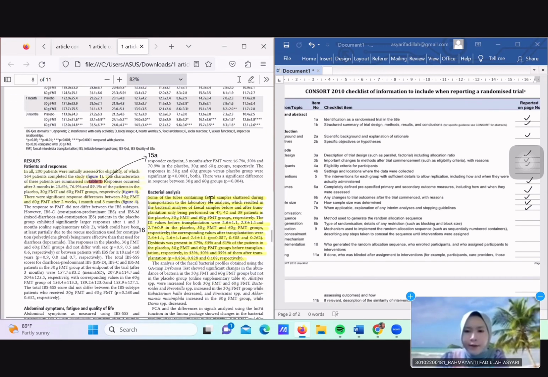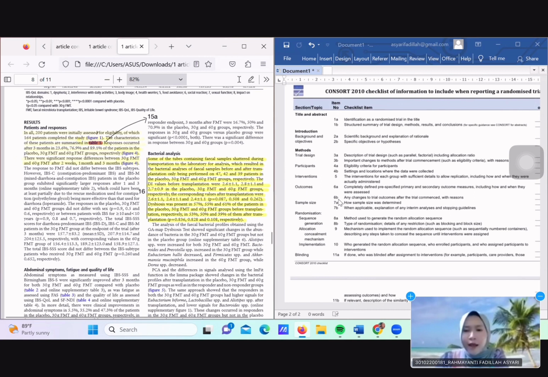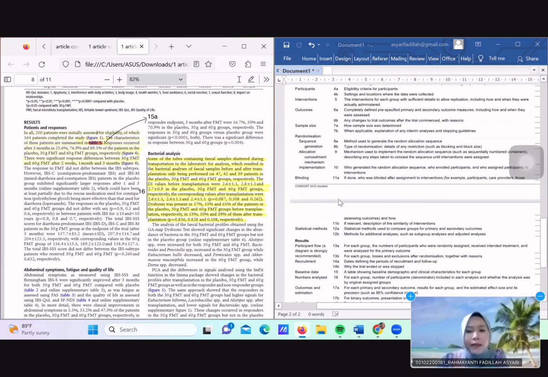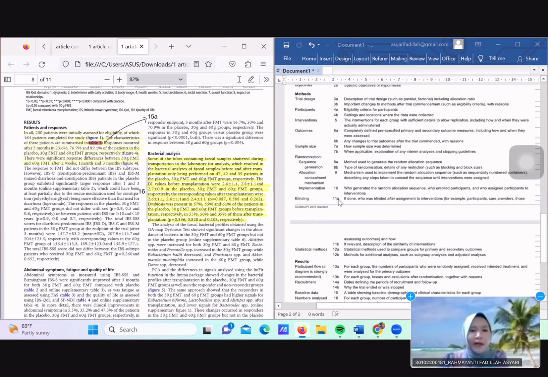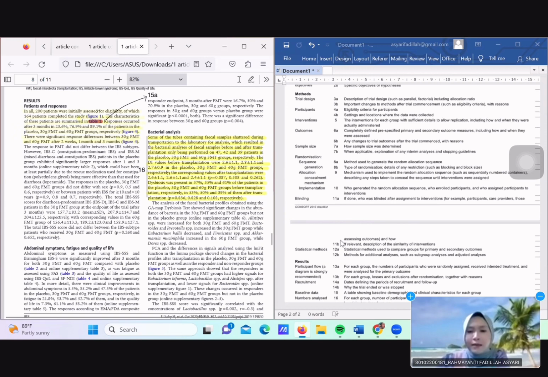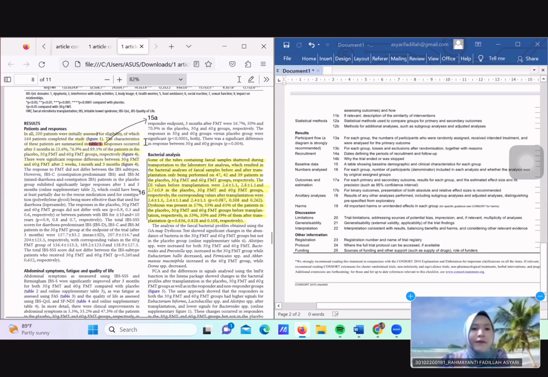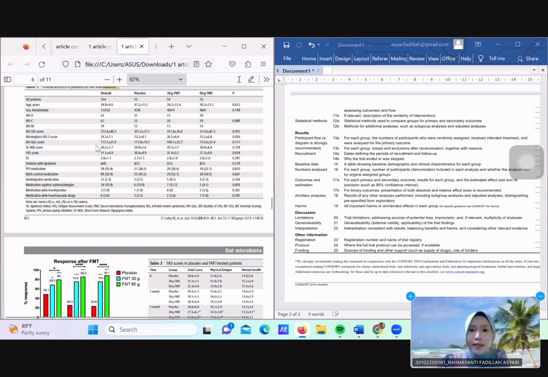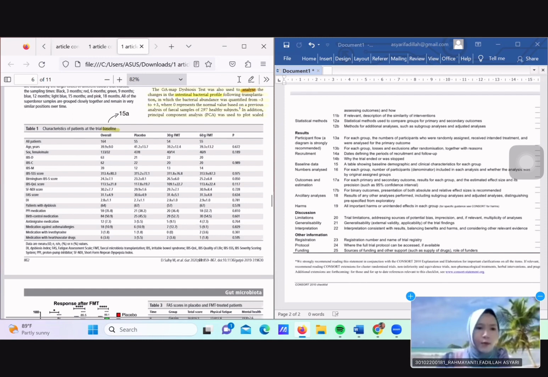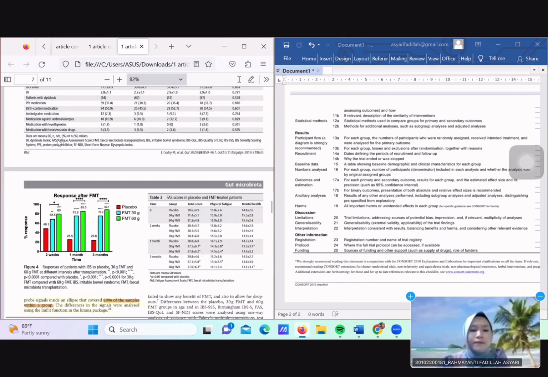Next, for 15A, for randomization, blinding, and statistical methods, not found, because in abstract 2 not found anything. Not found randomization, blinding, and statistical method. Okay, and result. The result we found is 15A, table 1. Are summarized in table 1. Table 1 is baseline, like this one. Baseline: all patients, for example all patients, age, years, sex, female or male.